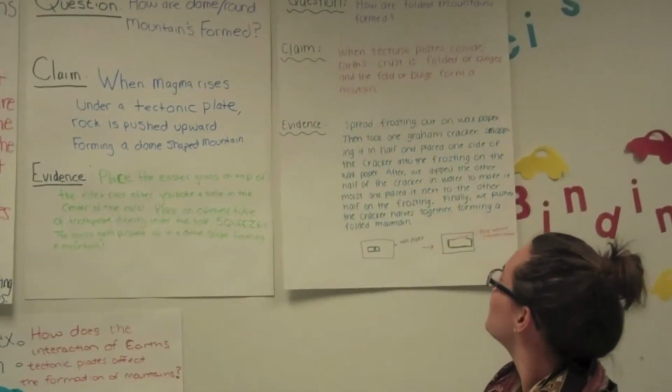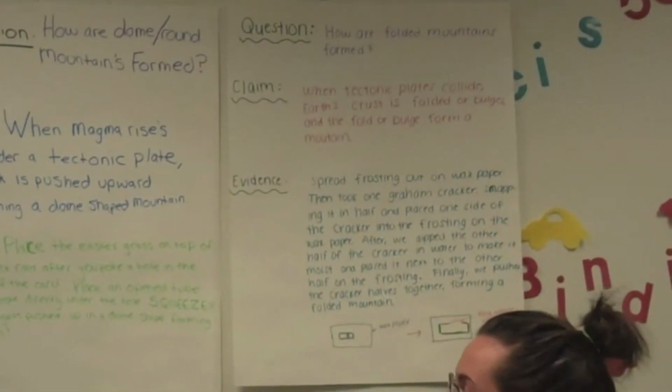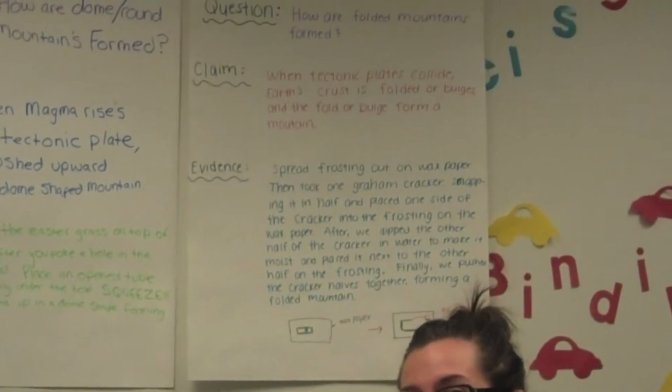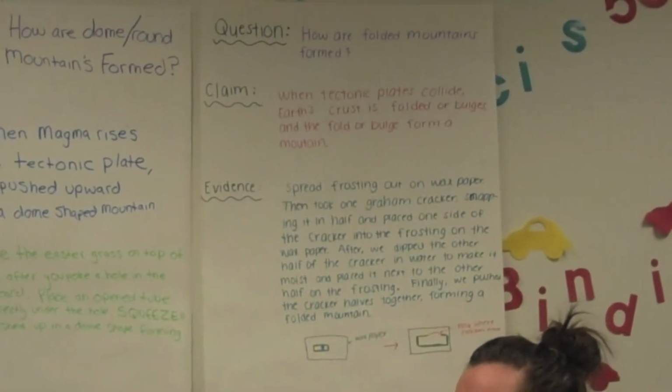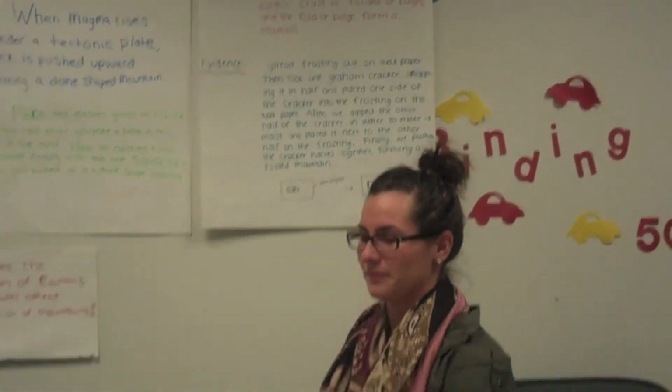Hi, I'm Nicole, and our third question is: how are folded mountains formed? Our claim is that when tectonic plates collide, Earth's crust will be folded, or it'll bulge, and form a fold mountain. So we have some wax paper and some frosting. We're going to take a graham cracker and break it in half. We're going to spread some frosting onto the waxed paper.